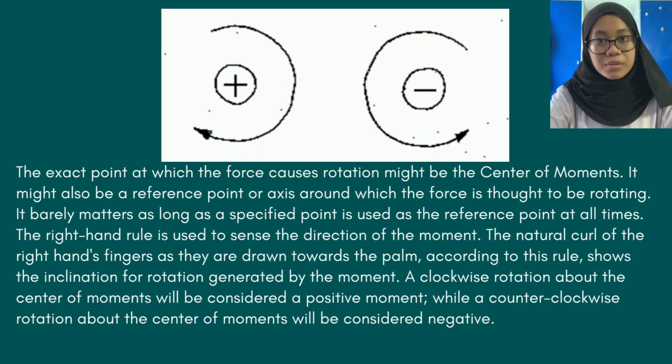The right-hand rule is used to sense the direction of the moment. According to this rule, the natural curl of the right hand's fingers as they are drawn towards the palm shows the inclination of rotation generated by the moment. A clockwise rotation about the center of moment will be considered a positive moment, while a counterclockwise rotation about the center of moment will be considered negative.